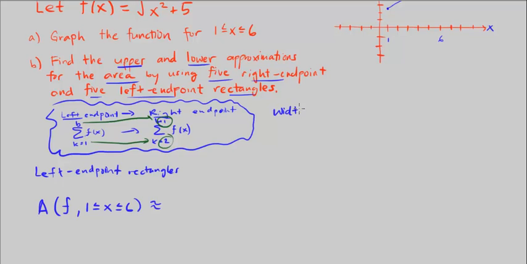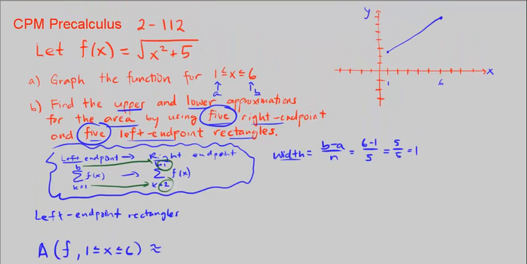The width of every rectangle is just b minus a over n. And I'm going from 1 to 6, and 1 is my a, 6 is my b, so it's 6 minus 1 over n. I'm using 5 of these rectangles, so it's over 5. 6 minus 1 is 5 over 5, that's equal to 1. So I know the width of each rectangle is 1, right? So I can even draw these on here.